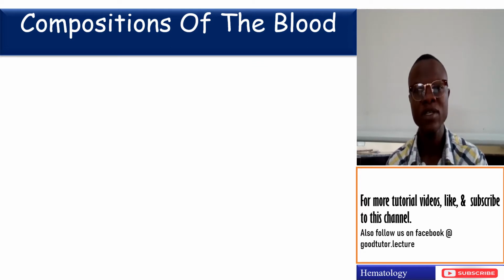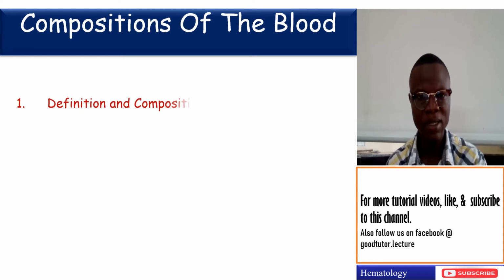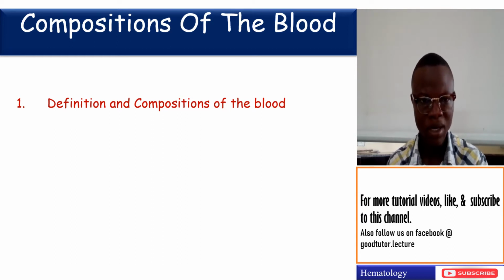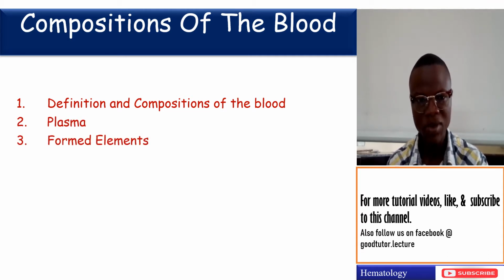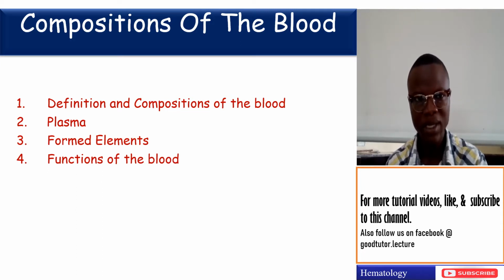At the end of this tutorial, you will have understood what the blood is and those substances that make up the blood. Also, we will look at the major composition of the blood that includes the plasma and the formed elements. In addition, we'll look at those vital functions of the blood that make it relevant to the survival of our body. Let's keep going on.